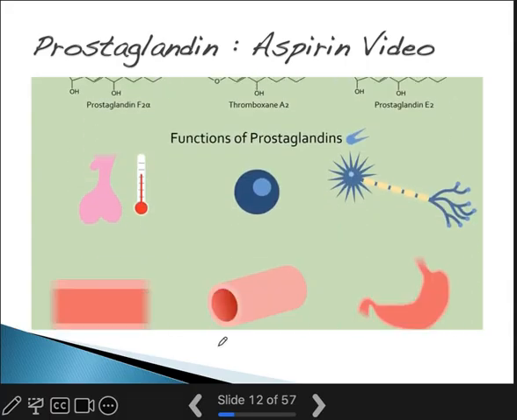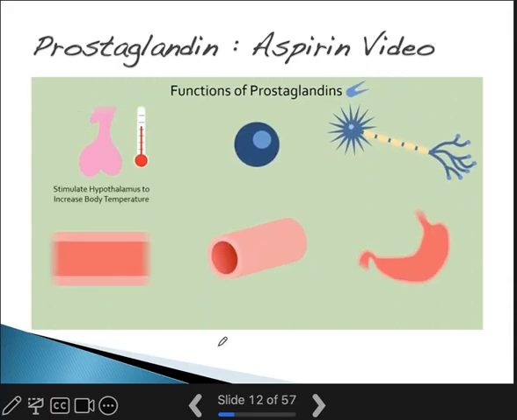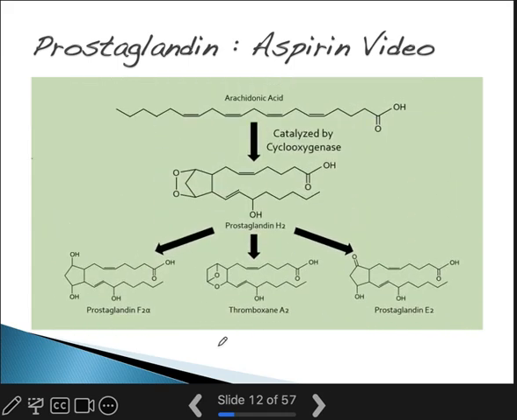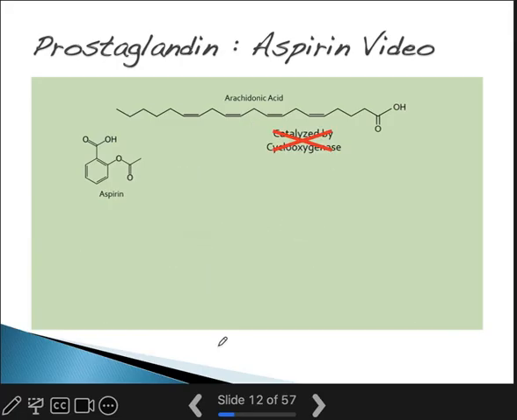functions. These functions include acting on the hypothalamus to increase body temperature, stimulating immune cells in inflammation, and sensitizing nerves to pain, as well as initiating clotting in blood, constricting and dilating blood vessels, producing mucus in the stomach to protect the stomach lining from stomach acid, and so many more. What aspirin does is that it stops cyclooxygenase from working, which blocks prostaglandin synthesis and results in temporary reduction of prostaglandin-induced pain, fever, and inflammation, until cyclooxygenase activity returns to normal.